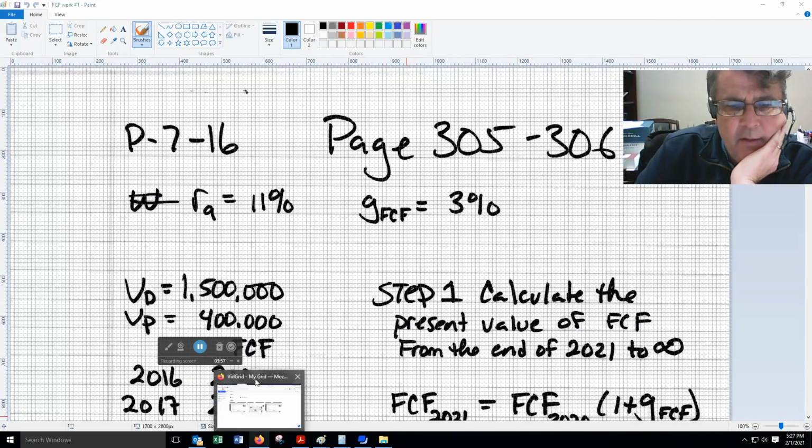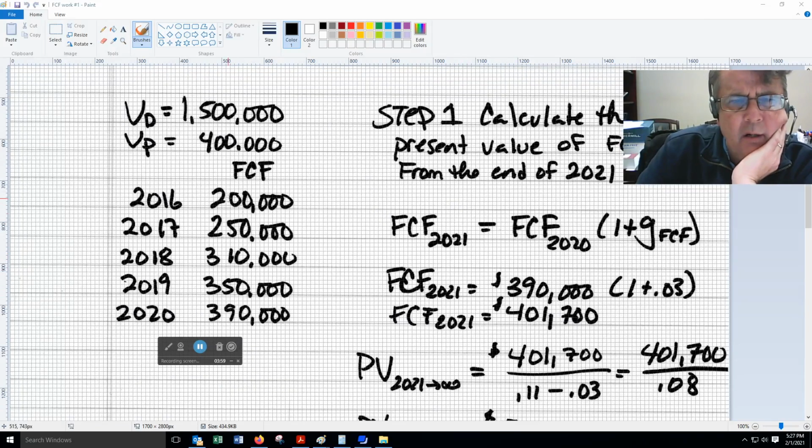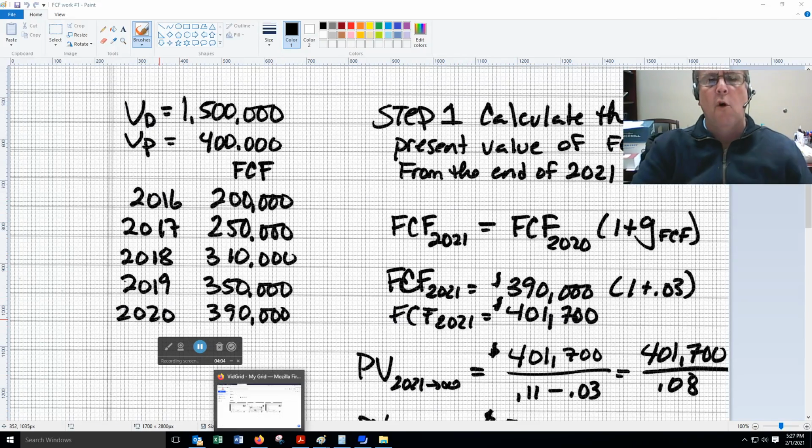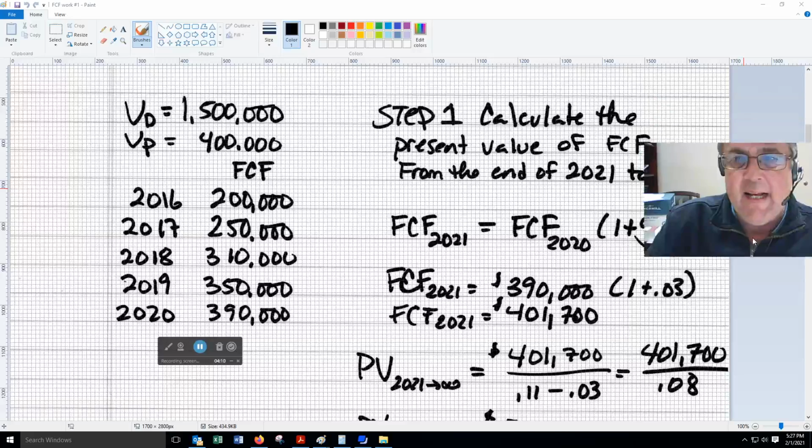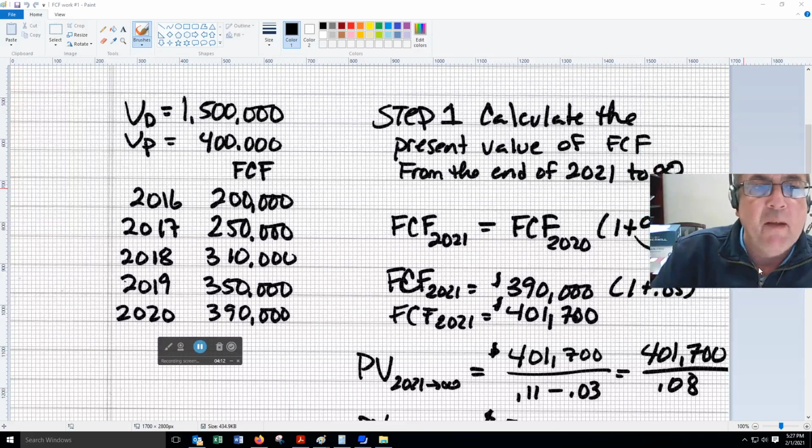Then I've got more. I've got VD, which we were told was $1.5 million. That's the market value of this particular firm's debt. We've got VP, which is $400,000. That is the estimated value of the preferred shares, the preferred stock in the firm. And then we've got those free cash flow estimates that we saw earlier.